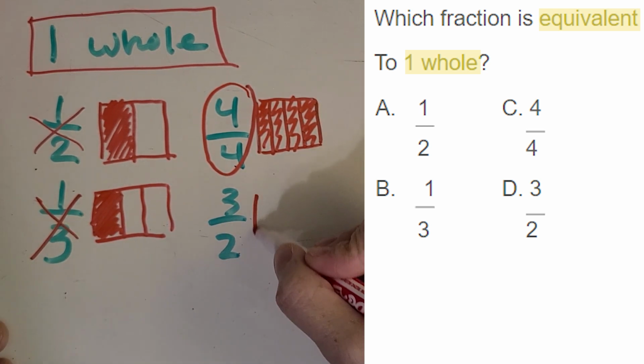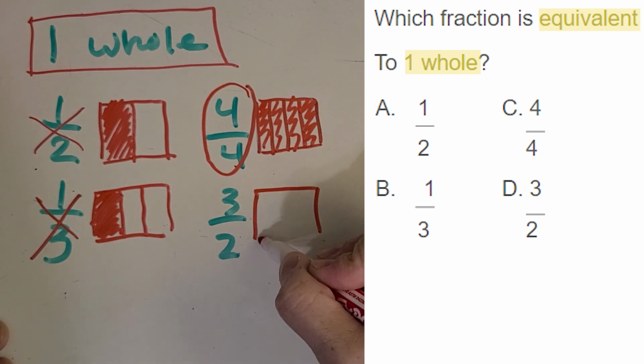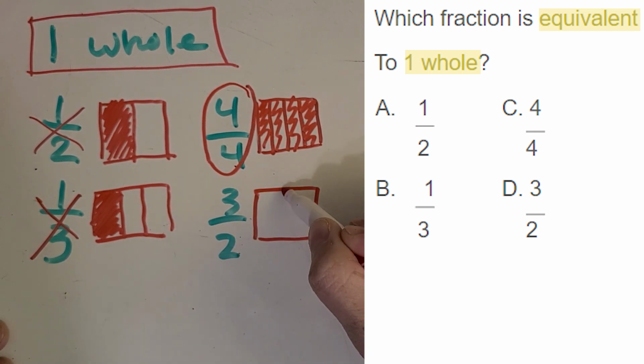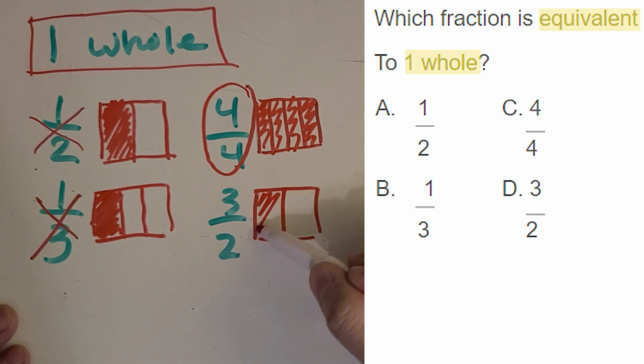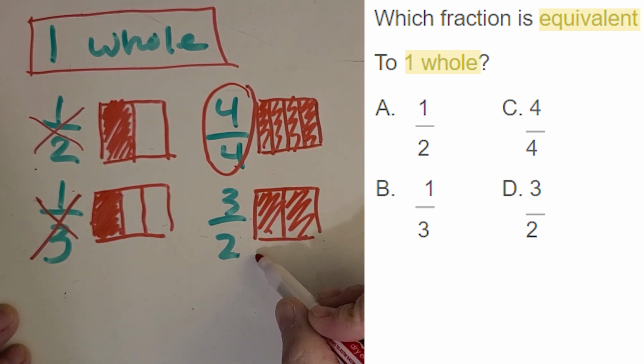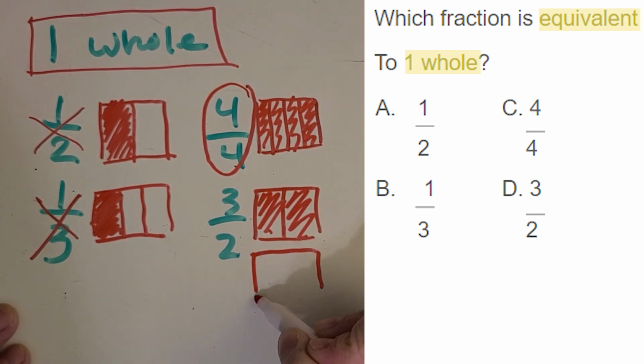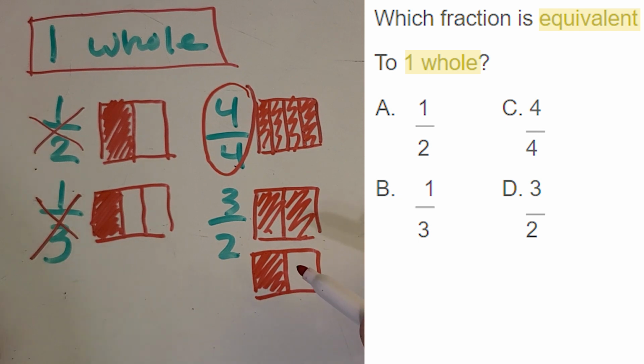3/2. So let's draw a candy bar and split it in half. Uh-oh, do we have enough to shade in 3/2? No, we don't. We can shade in 2/2, and then we're going to need another candy bar. Let's cut it in halves again and shade in, we need one more. Okay, so which choice do you think between these last two is equal to one whole candy bar?